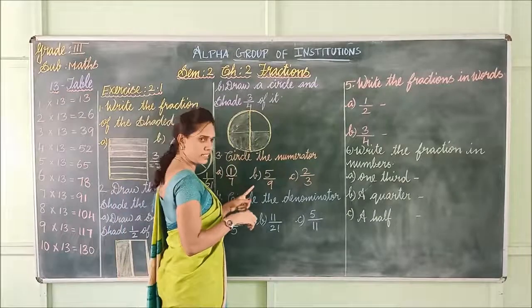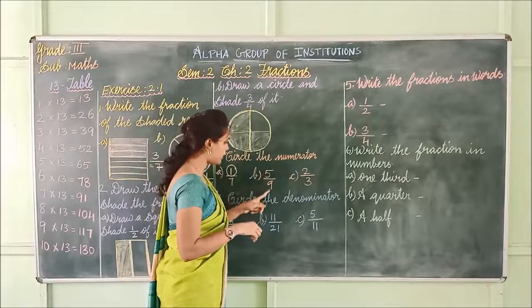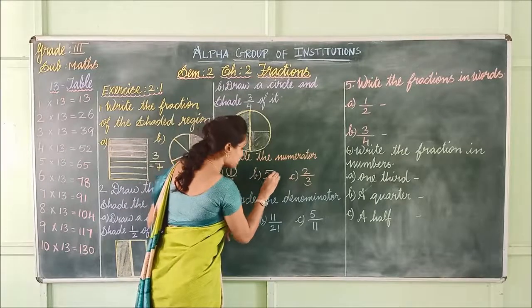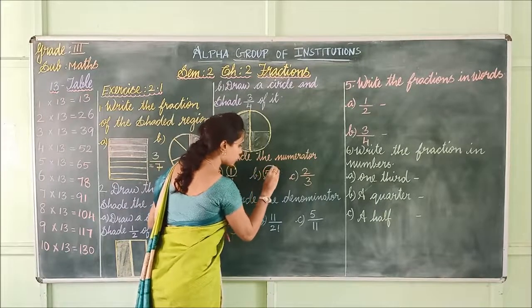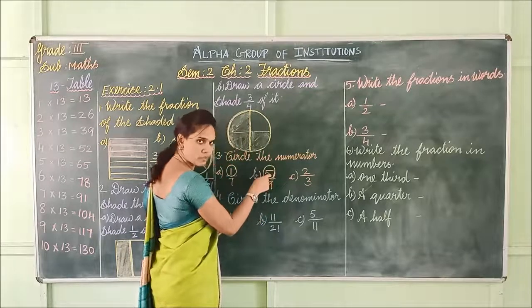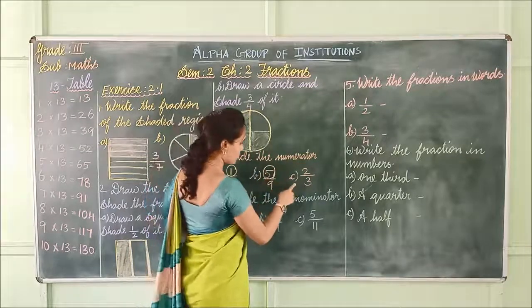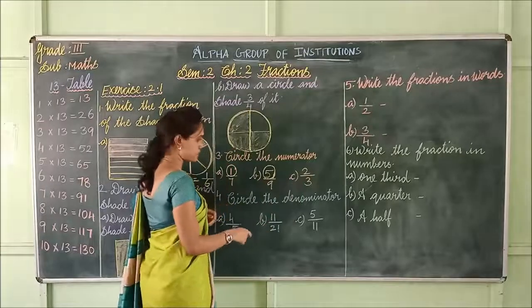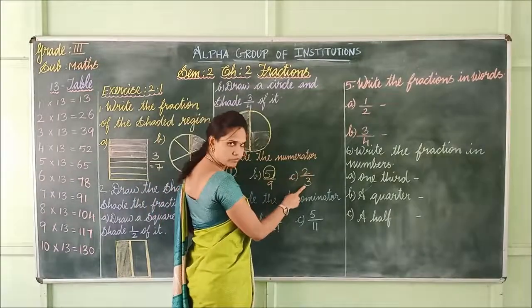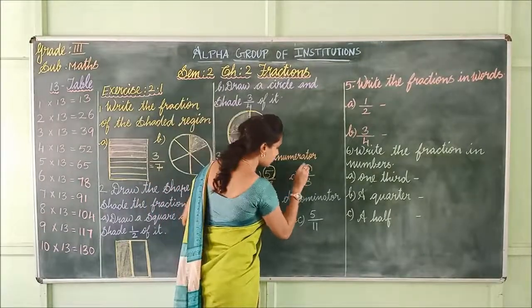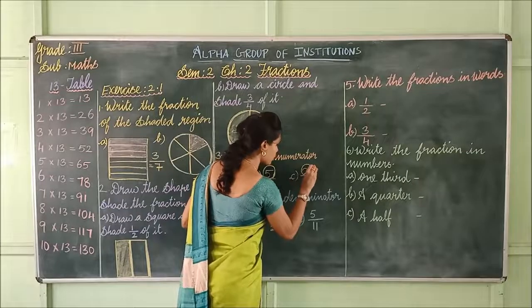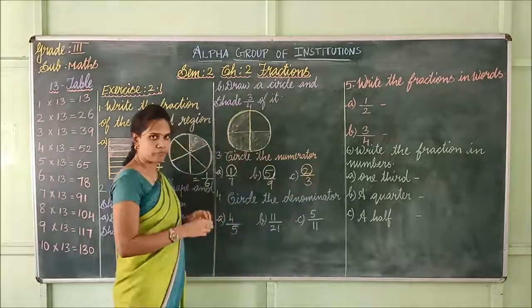Okay, shall we move on to the second problem? 5 by 9. Here 5 is the numerator. Okay, the number which is on the top. Okay, that is numerator. Shall we move on to the third problem? Yes, here 2 by 3. Okay, here 2 is the numerator. You have to circle only the numerator number.